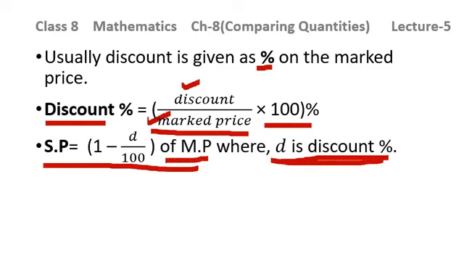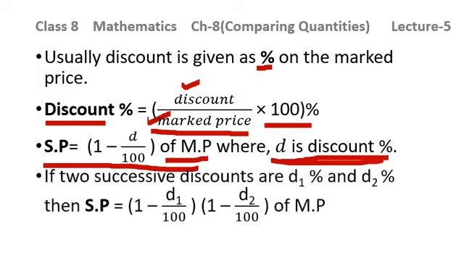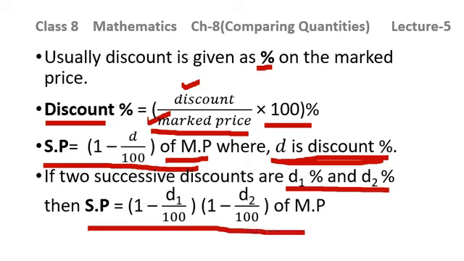We have derived this formula from marked price minus discount, and if the discount is given in percentage, then SP will be (1 minus D over 100) into MP. And if two successive discounts are D1% and D2%, which we have discussed in detail in the previous lecture, then SP will be given like this: (1 minus D1 over 100) into (1 minus D2 over 100) into MP.